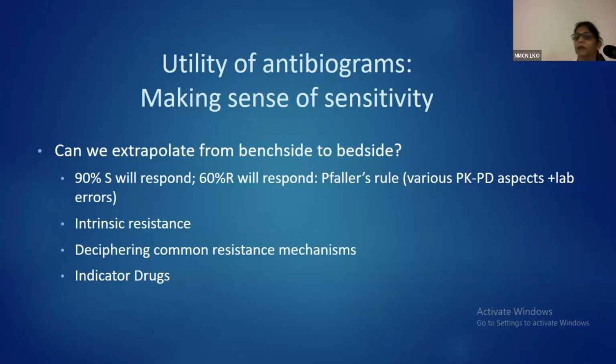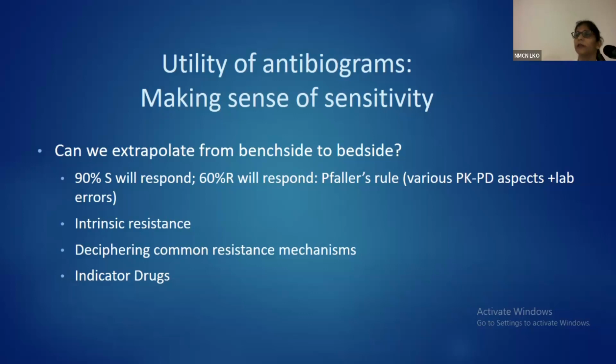Why does this happen? You will think of some lab error. Yes, that can also happen, but there are so many PK/PD parameters also, right? Then we can decipher intrinsic resistance from antibiograms, which are mentioned in the antibiograms, and we can decipher other common resistance mechanisms also. Then we can use indicated drugs, and we can extrapolate our results from those indicated drugs to the other group of drugs also. We'll be coming to all these.